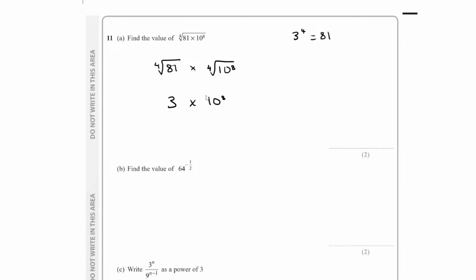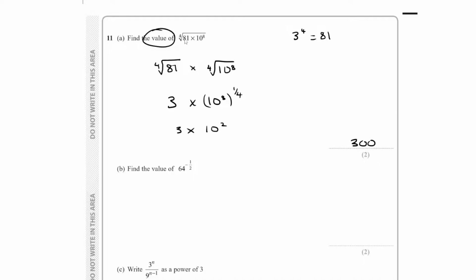So 10 to the power of 8 in brackets, that's to the power of a quarter. Do you see how that's just like index laws, the third one where you multiply the powers? So that's the same as 10, and then you do 8 times a quarter. So a quarter of 8 is 2. Do you see how that's just 3 times 10 squared? Now that's a lot easier to figure out, isn't it? And they said the value, so I'm actually going to work it out. So that's 3 times 100, which is obviously 300.